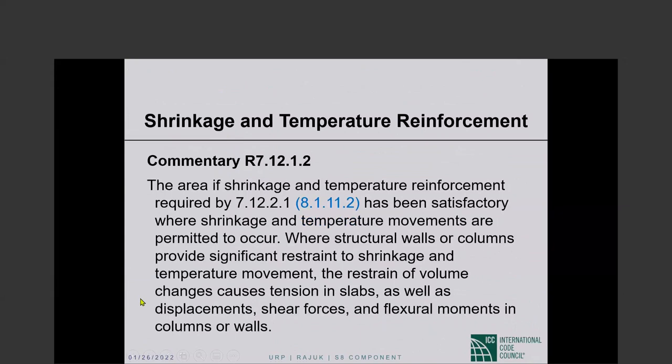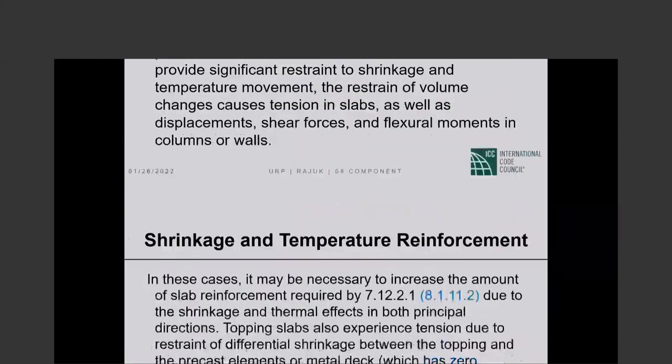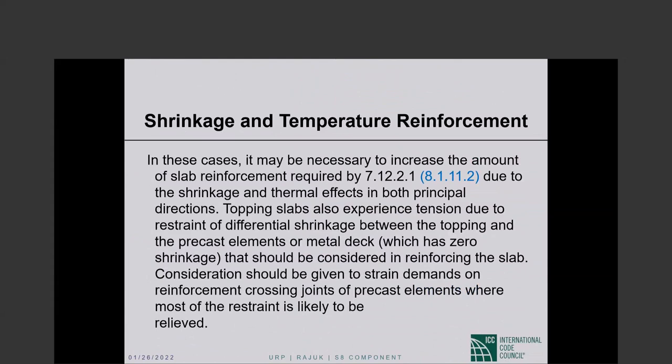The area of shrinkage and temperature reinforcement required has been satisfactory where shrinkage and temperature movements are permitted to occur. Where structural walls or columns provide significant restraint to shrinkage and temperature movement, the restraint of volume changes causes tension in slabs, as well as displacements, shear forces, and flexural moments in columns or walls. In these cases, it may be necessary to increase the amount of slab reinforcement required by 7.12 due to the shrinkage and thermal effects in both principal directions.